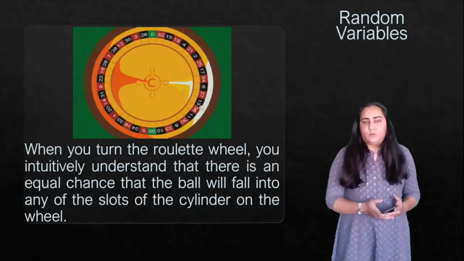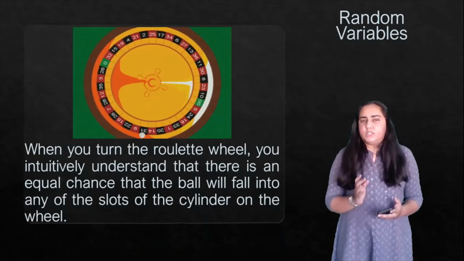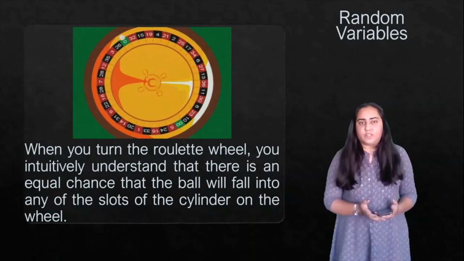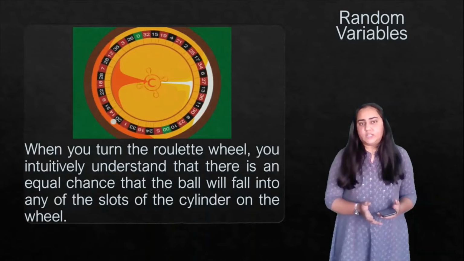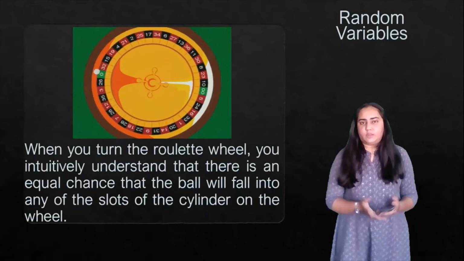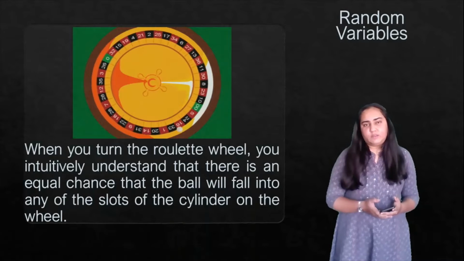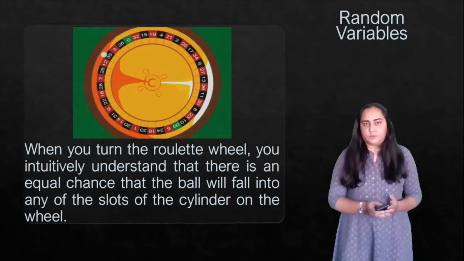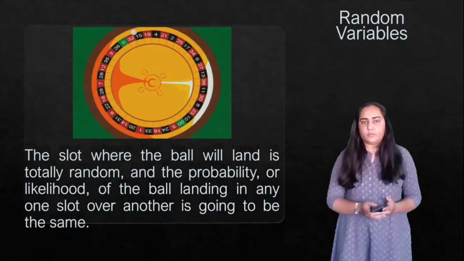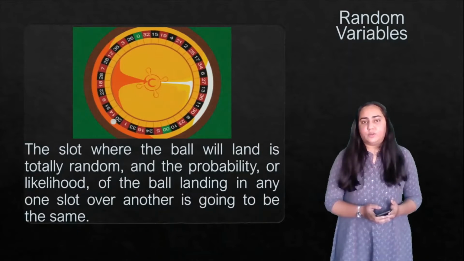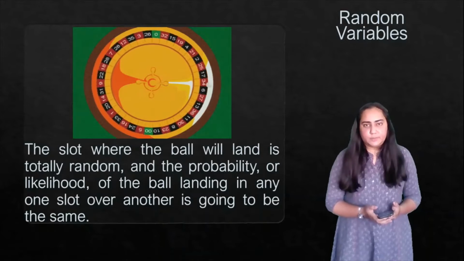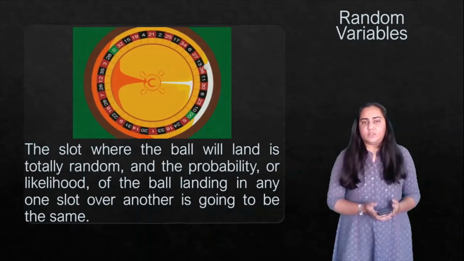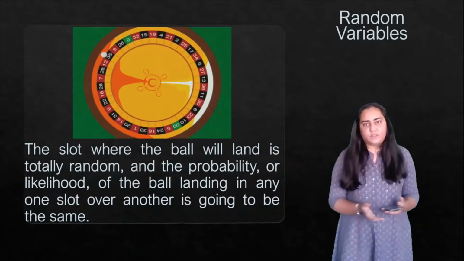So in this, when you turn the roulette wheel, you intuitively understand that there is an equal chance that the ball will fall into any of the slots of the cylinder on the wheel, because there are about 38 slots, I think, and there's equal chance of the ball falling on any of those. The slot where the ball will land is totally random, and the probability or likelihood of the ball landing in any one slot over another is going to be the same.